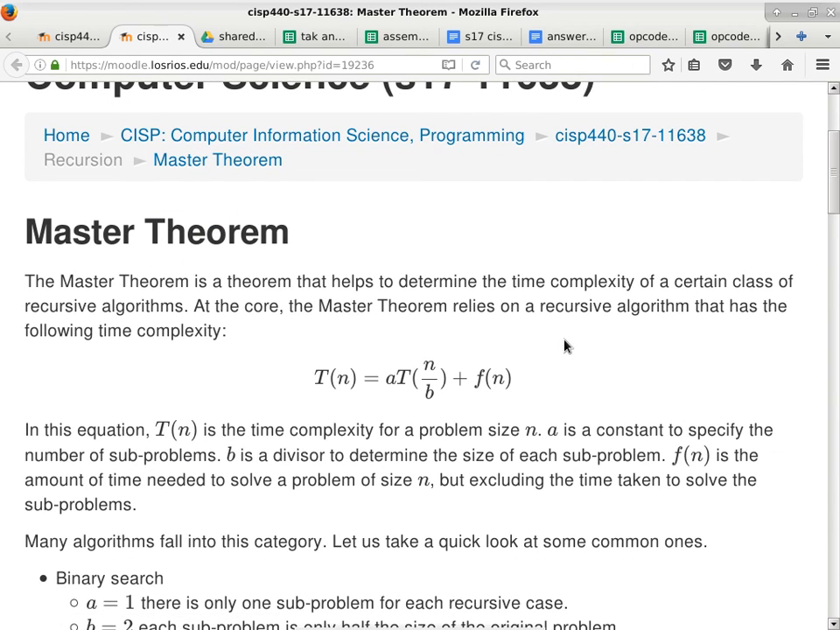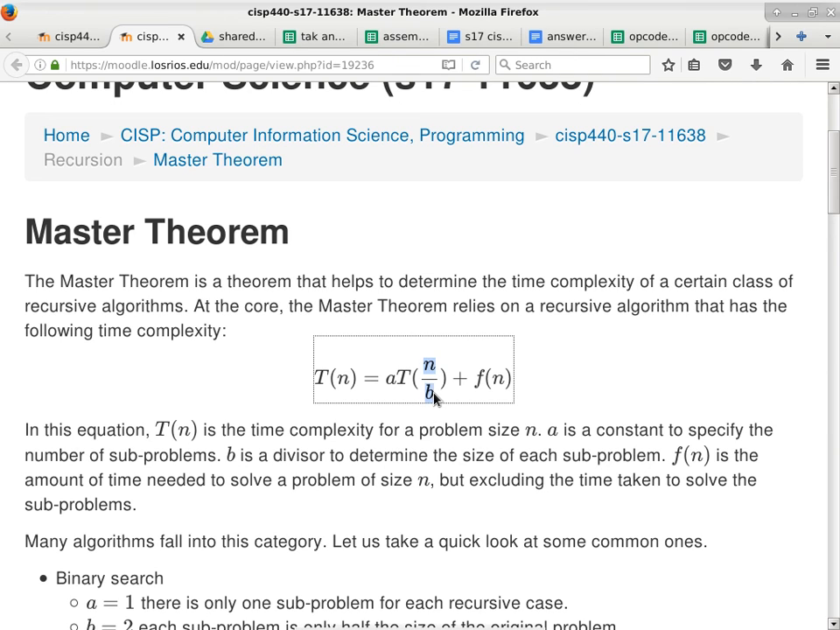on my own. So the master theorem assumes that you have a recursive algorithm where the time complexity T of n, when you are trying to solve a problem of size n, can be broken down to a times T of n divided by b plus f of n. Okay, so let's take a look at these components and figure out what we are talking about.